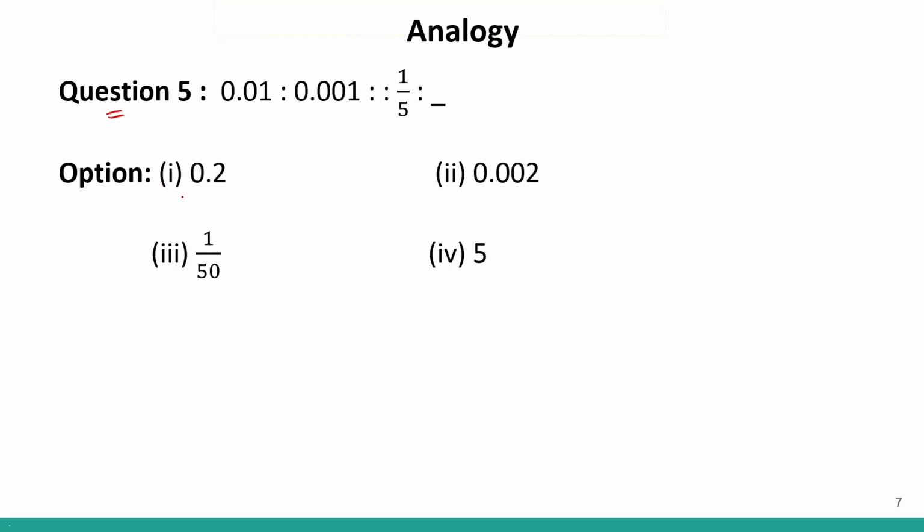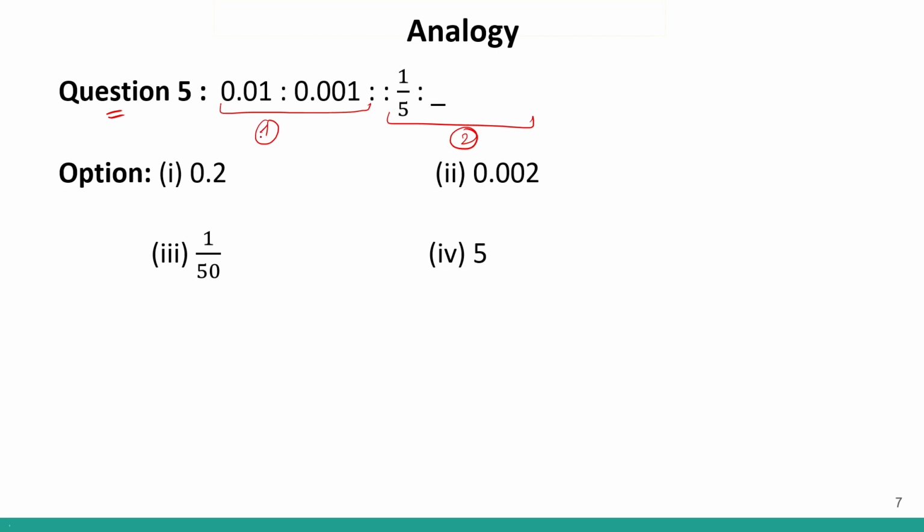Question number 5. We have 0.01 and 0.001. This is the first pair. So first we have to identify the relationship in the first pair, and then we have to find the missing element in the second pair based on the same relationship. Correct? This is how we solve questions.